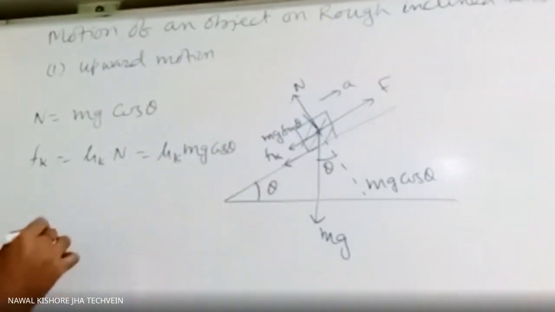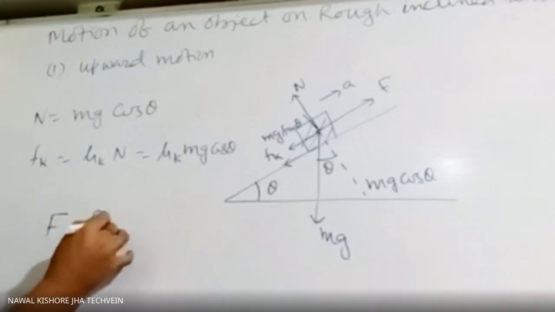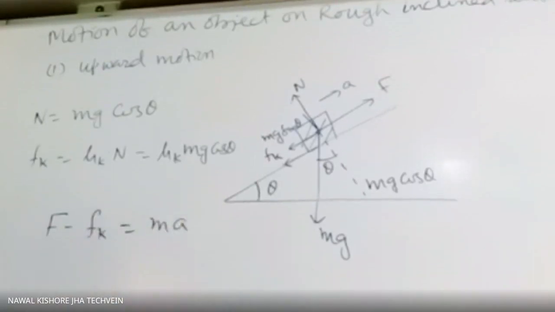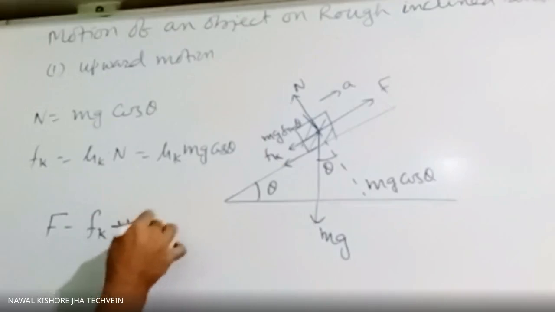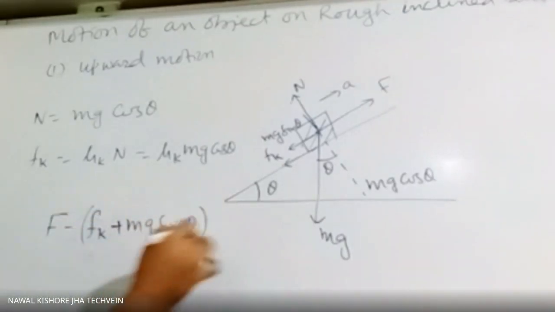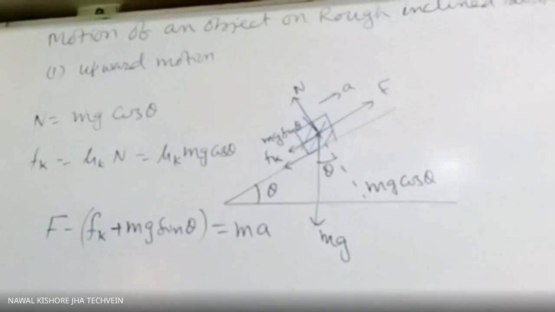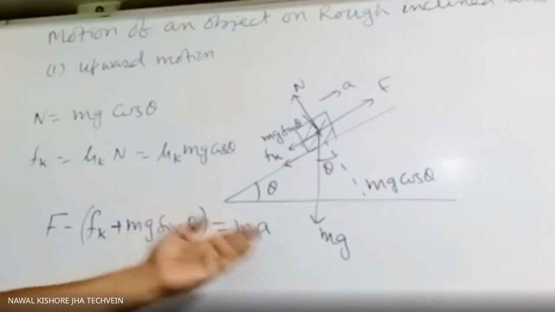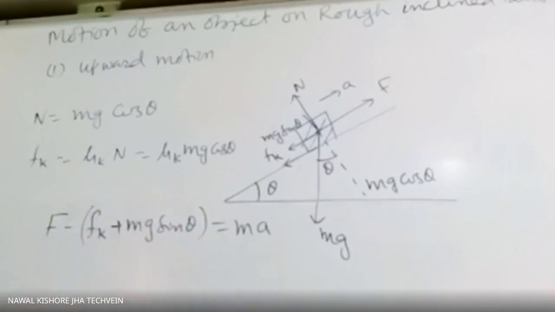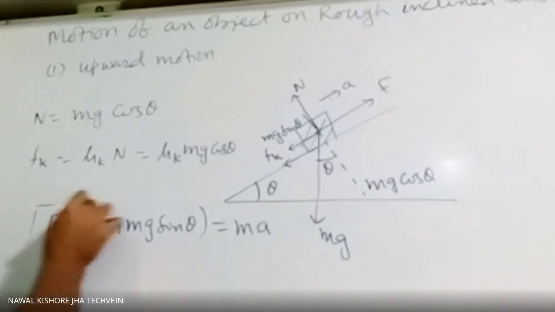So, what will be the equation of motion? F minus Fk must be equal to ma. No. Here, on this side, two forces are there, so two forces are opposing the motion. So Fk plus mg sin theta is the opposing force. F minus this will be equal to ma. This is the equation. Now, whatever is asked, if you have to find A, we'll find A. If you are asked F, we'll find F. So this is your equation of motion for upward motion.